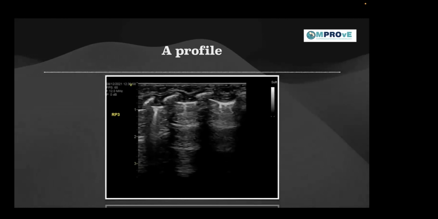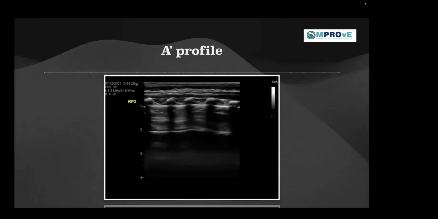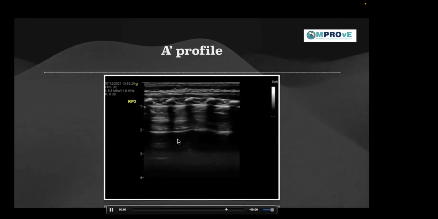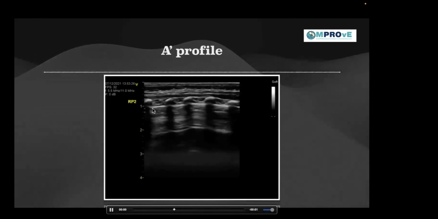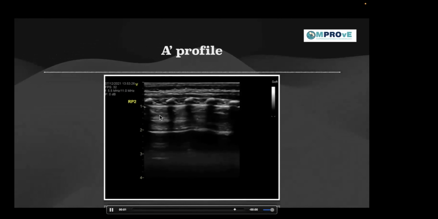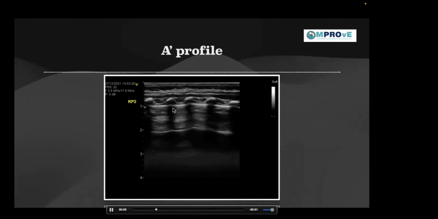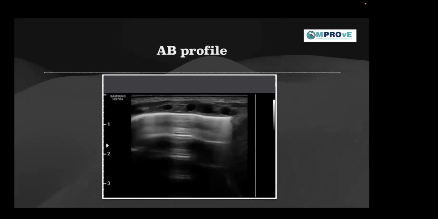Right, same thing. A prime, as I said, if you have a pneumothorax, the BLUE protocol likes to call it A prime. You'll not be wrong to call it A profile as well. It's just that A profile without the pleural sliding is A prime by definition. All the A lines without the pleural sliding is A prime. You don't see comet-tail effects. You don't see B lines.